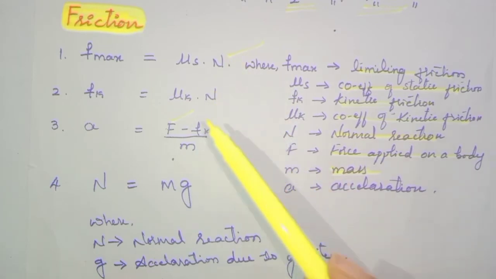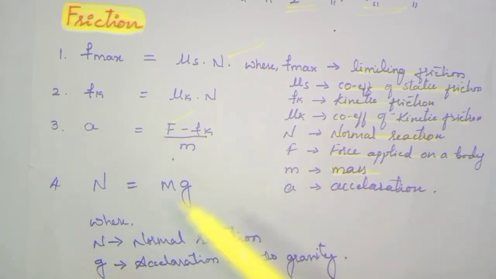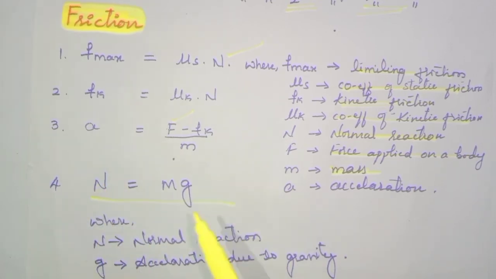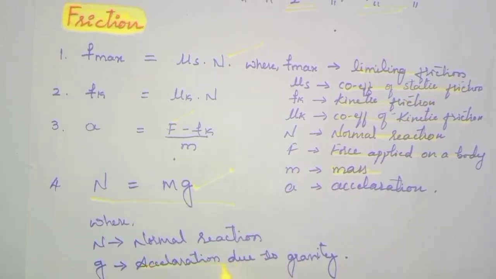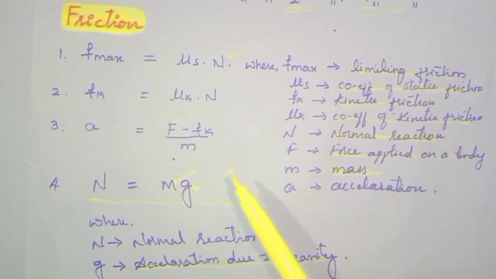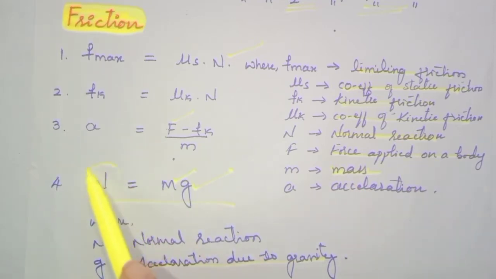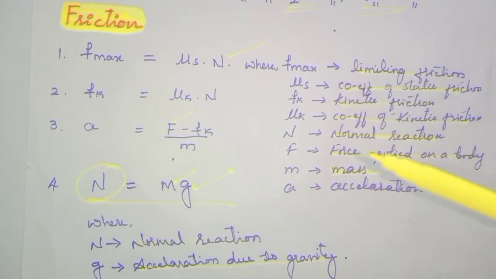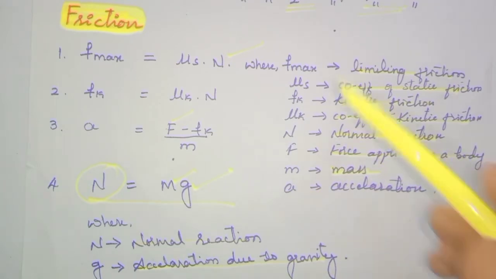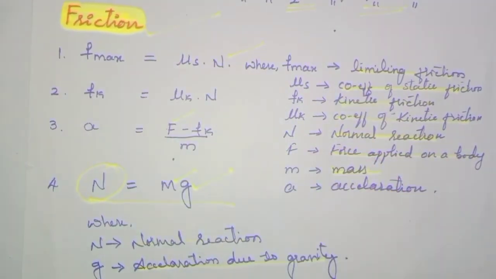In case the object is balanced by two equal and opposite forces, then we can take the formula N is equal to mg, where g is acceleration due to gravity, m is the mass of the body, and N is normal reaction. So these are the formulae which we are going to use in the numerical problems related to friction. I hope you have understood the formula. Let's go for the numerical problems.